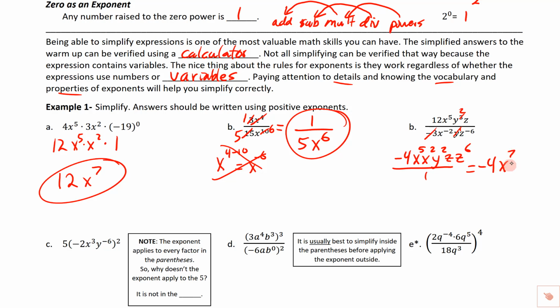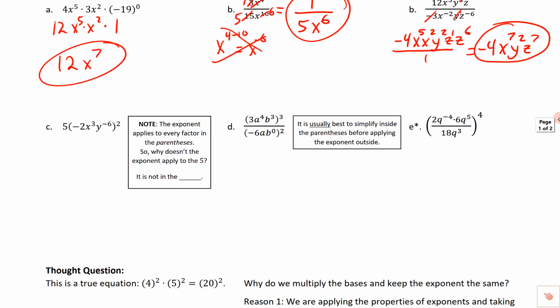The y's, there aren't any other y's, so this is just going to be y squared. And then we have 1 z here and 6 more z's there, so we would add those together. So we're going to get z to the 7th. So we're going to go ahead and circle that. That would be our answer there. And then we'll slide down and let's take a look at these next few problems here.